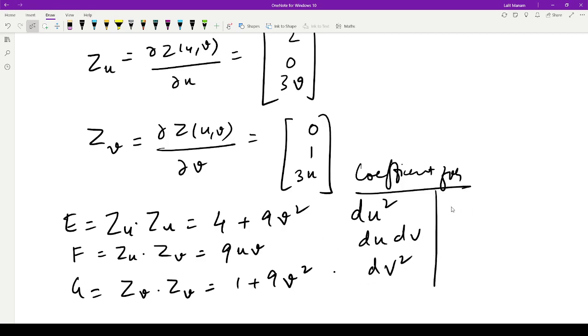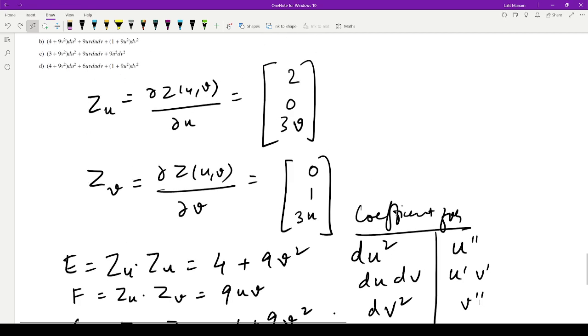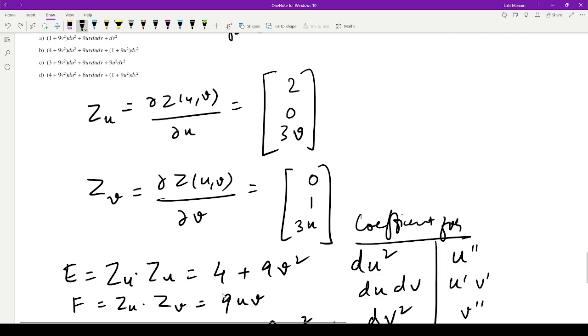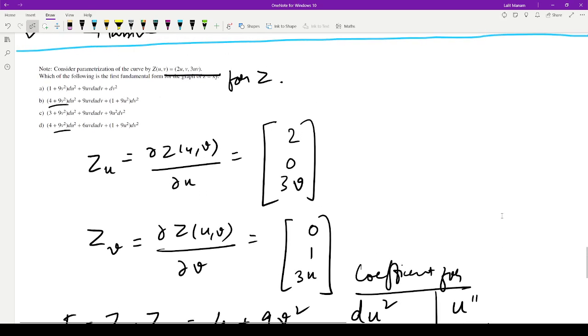Or in the notation used in the lectures, it is u dash squared, u dash v dash, and v dash squared. Maybe I'll just remove t for now. So for du square, it is 4 plus 9v square. So we have two options out here, and then 9uv, plus 1 plus 9v square.